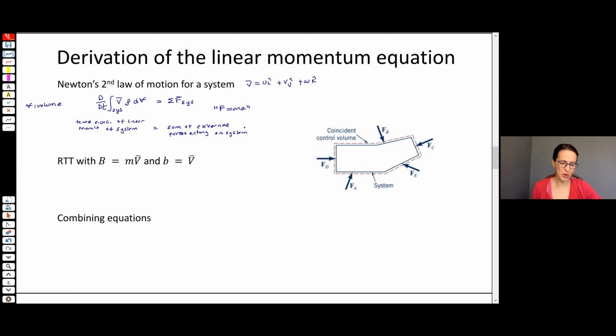Another thing we want to note, let's call this equation 1. Next, we want to write down the Reynolds transport theorem, just like we did for deriving conservation of mass. Now, when we derive conservation of linear momentum for a fluid, we're going to write down the Reynolds transport theorem. Who remembers what B was for conservation of mass?